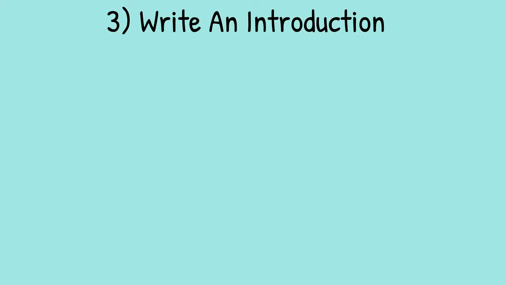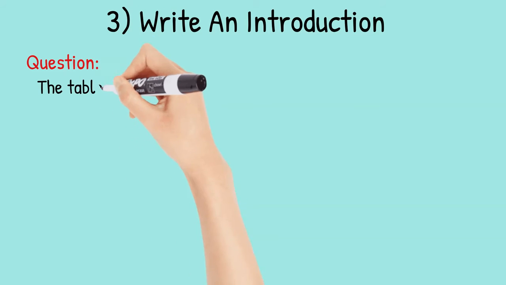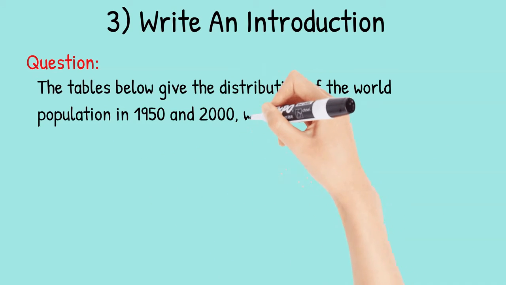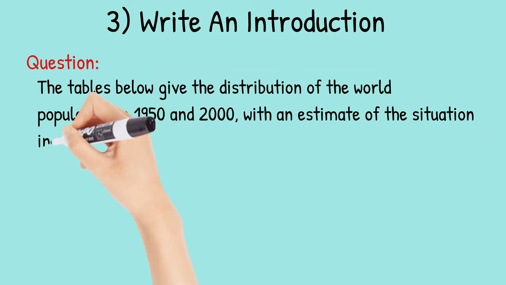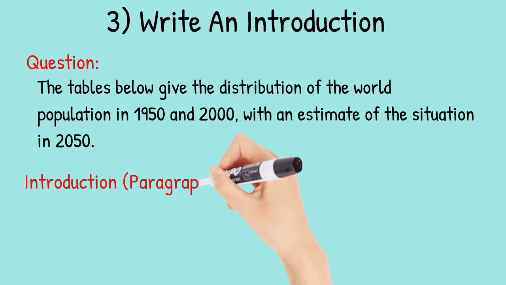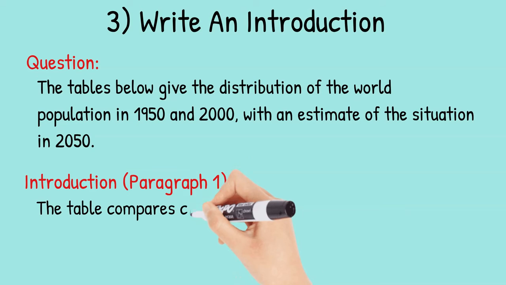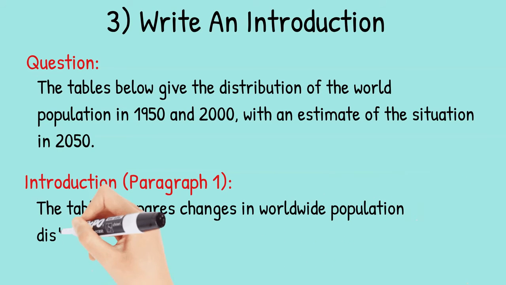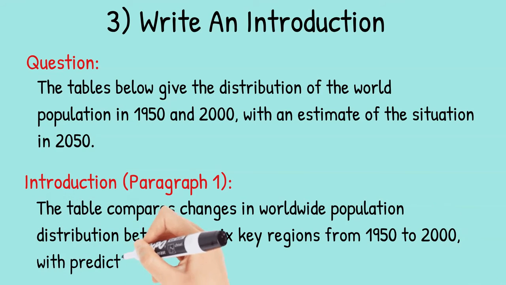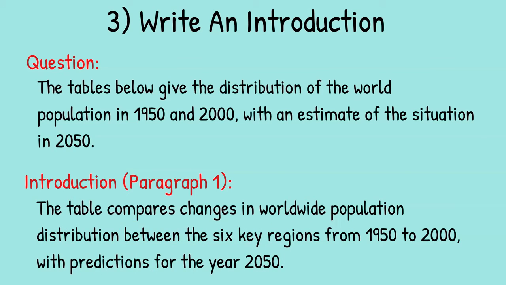For example, the question is, the tables below give the distribution of the world population in 1950 and 2000 with an estimate of the situation in 2050. You could write the introduction, that is the paragraph 1, as the table compares changes in worldwide population distribution between the 6 key regions from 1950 to 2000 with predictions for the year 2050. This is all you need to do for the introduction.